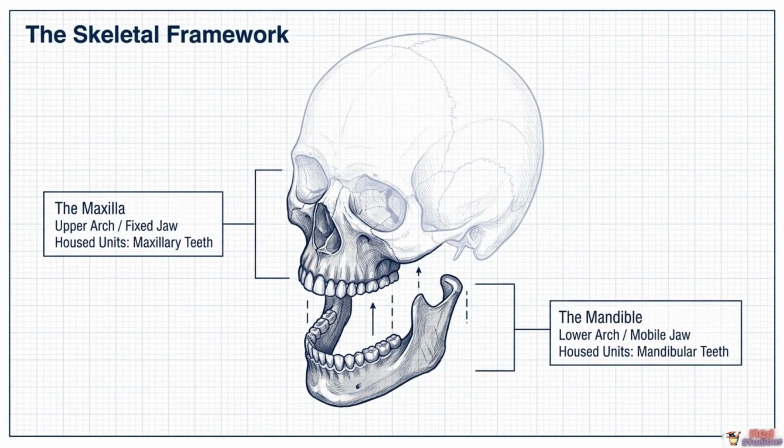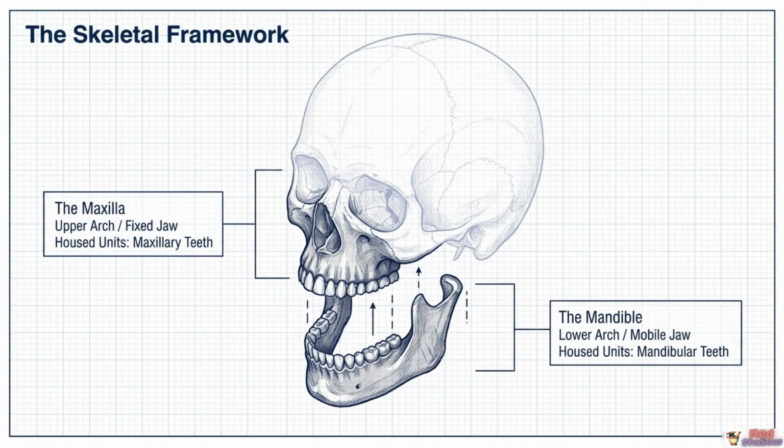Teeth don't float in soft tissue alone. They're anchored into bone, and that bone comes from two very different skeletal sources. The maxilla forms the upper arch, and it's a fixed bone, rigidly fused to the rest of the skull. It doesn't move on its own. It houses the maxillary teeth.